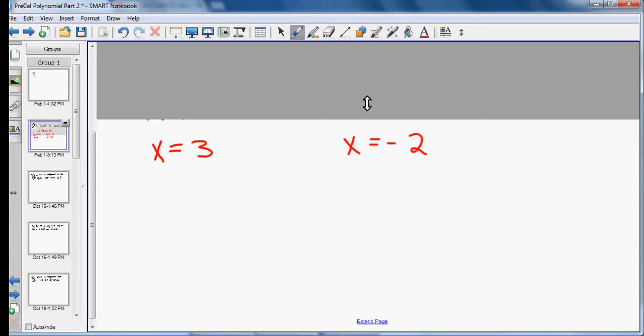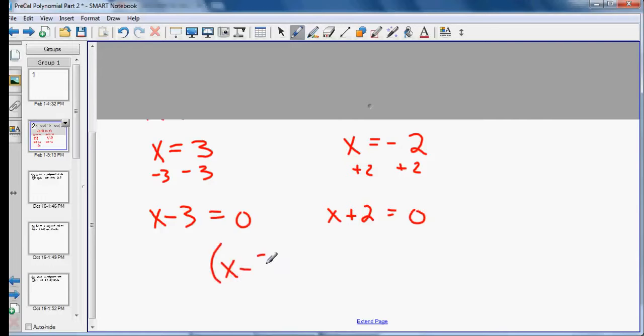In other words, I have an x equals 3 right now, but I want it to be equal 0. So I'll subtract 3 from both sides and get x minus 3 equals 0. And over here I'll add 2 to both sides and get x plus 2 equals 0. So that tells me that I can make an equation of x minus 3 and x plus 2. And that is a polynomial that has the roots of x equals 3 and x equals negative 2. So all I did was work backwards.